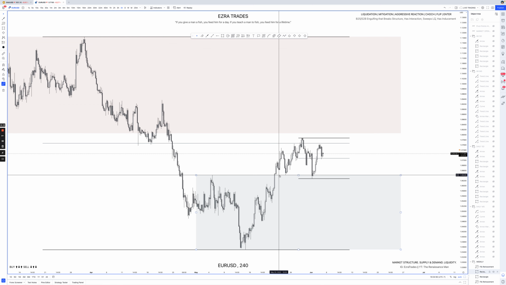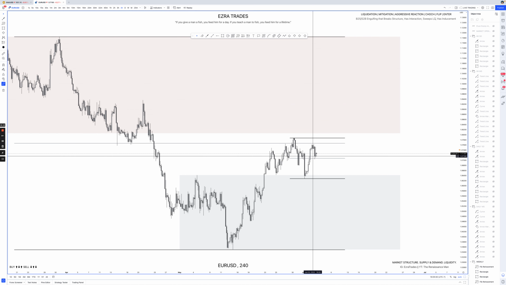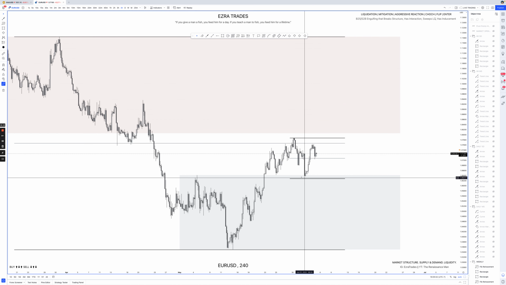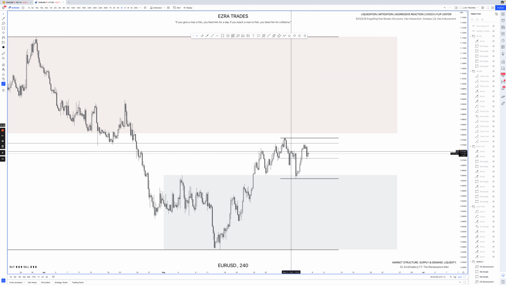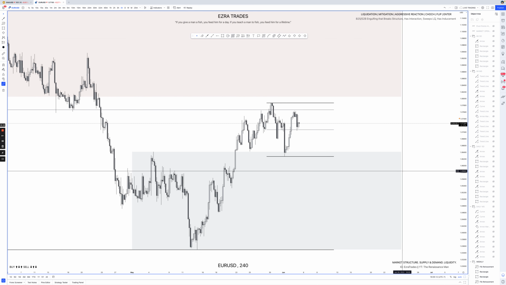We swept into it, took liquidity. We at this moment gave another change of character. So this could be enough to satisfy that. We tapped the top of the range. We've pierced the EQ of the weekly swing and we've changed character. That's a sign of bullish intentions, right?